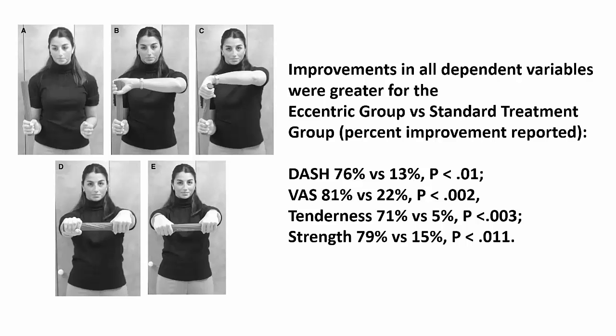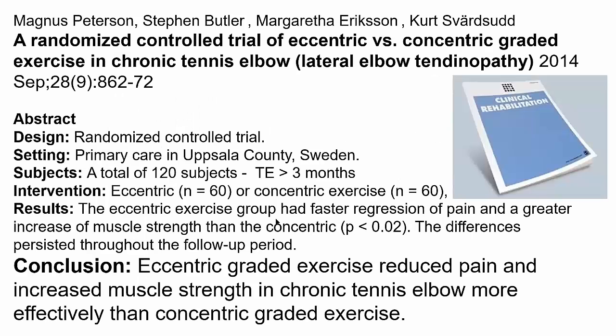Anyway, this is showing this twisting exercise program. There are obviously many ways of doing this, but what was interesting is that the improvement in all variables was with the eccentric group. So the DASH, which is an upper limb score, the visual analog scale for pain, the tenderness and strength, all improved quite substantially as a result of the use of this elastic recoil bar to improve the load.